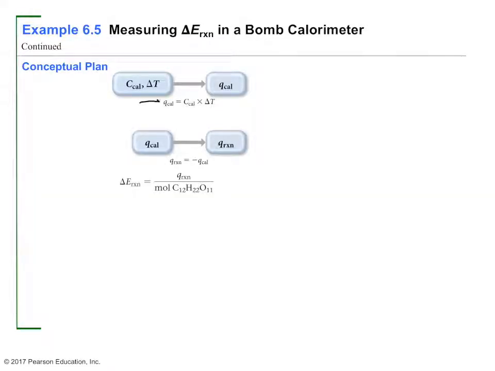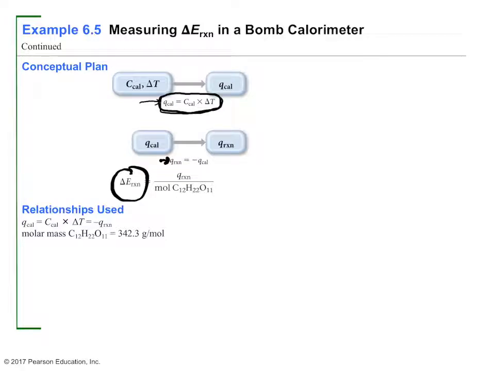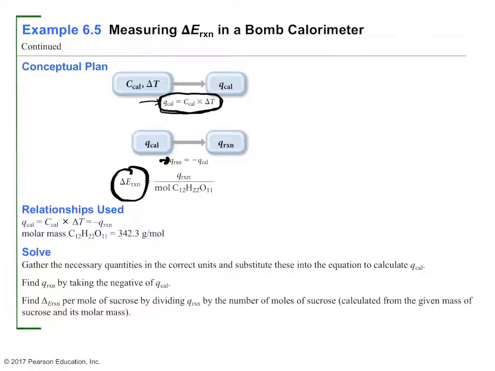Okay, so first we're going to use this. Remember that this is the formula for Q. And we are just plugging in our heat capacity and the change in temperature. And then we're just changing the sign. That's what this is doing right here. And then we're going to take the Q of the reaction divided by the moles of the sucrose to find the total change in energy of the reaction. Okay, so remember, molar mass is 342.3 grams per mole for sucrose.